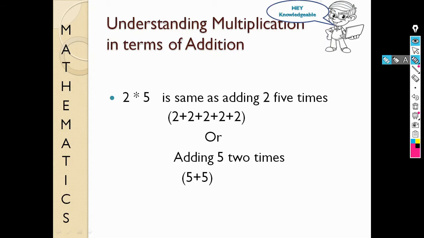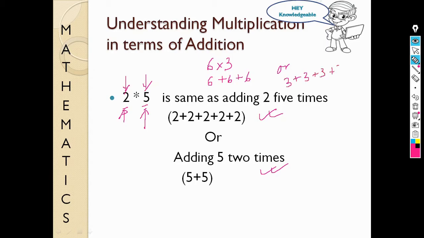So let's understand multiplication in terms of addition. Basically, when you multiply 2 into 5, it is the same as adding 2 five times, or adding 5 two times. Similarly, if you have to multiply 6 into 3, that means either 6 has to be added 3 times, or 3 has to be added 6 times. This gives you 18, and this also gives you 18.